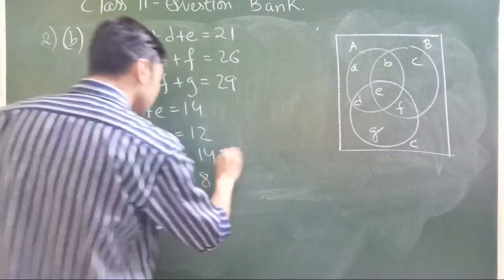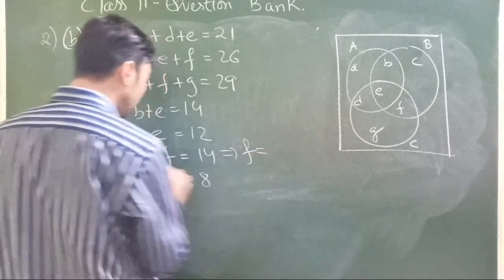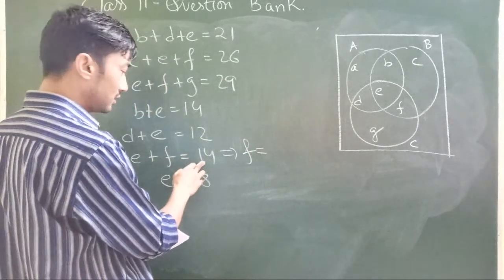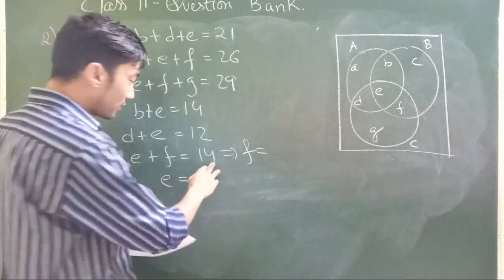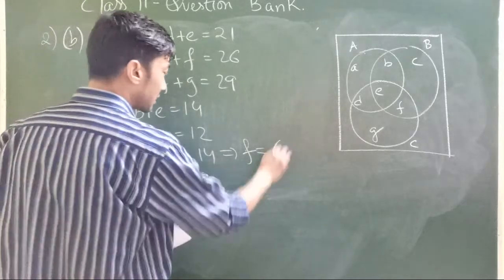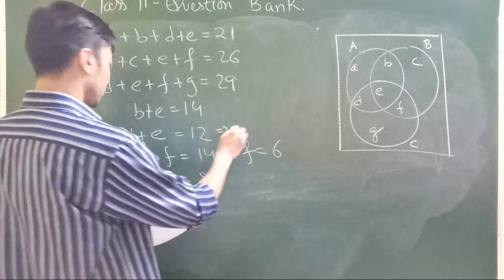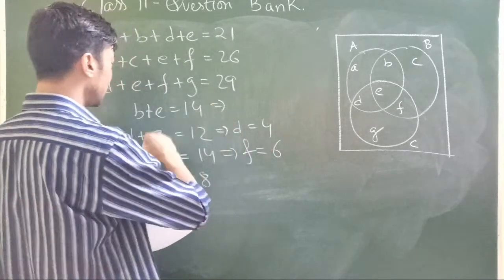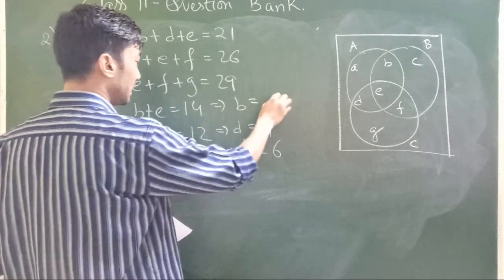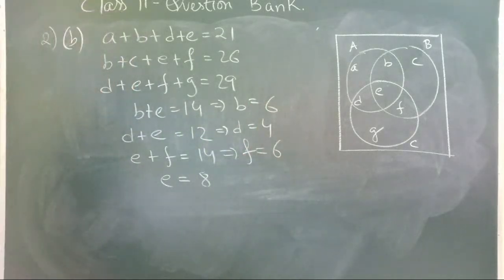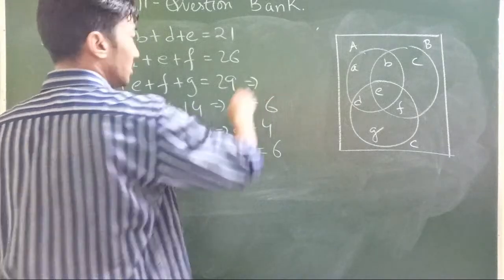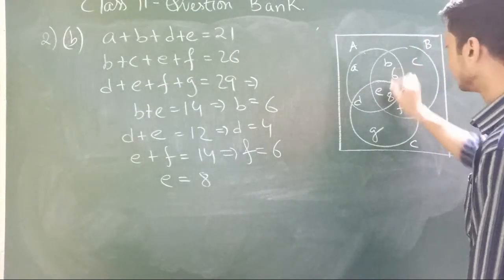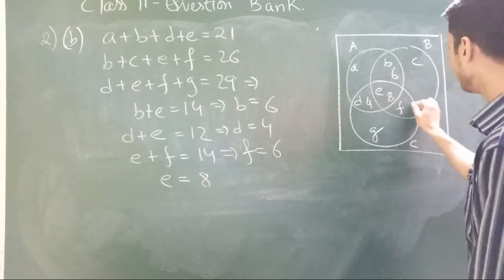Alright, so from here let's find out directly. F will be what? E value we already know now, 18. So F value will be 14 minus 8, 6. From here we can find out the value of D, that is 12 minus 8, 4. Here we can get the value of B, that is 14 minus 8, again 6. So we have the values here. B value is 6, D value is 4, F value is 6.